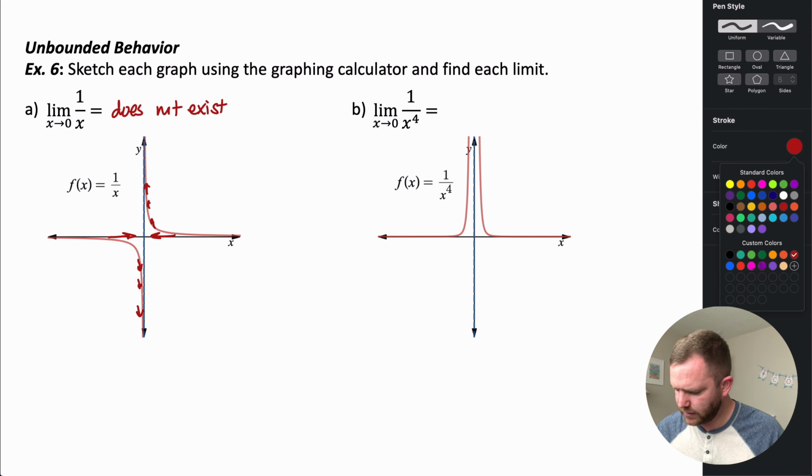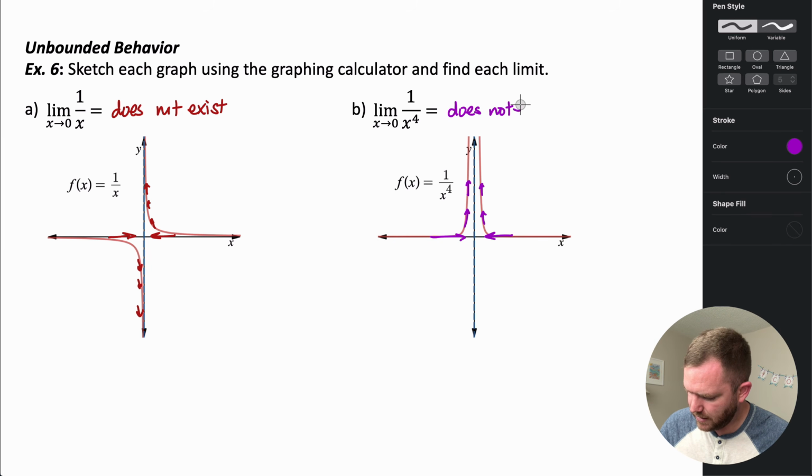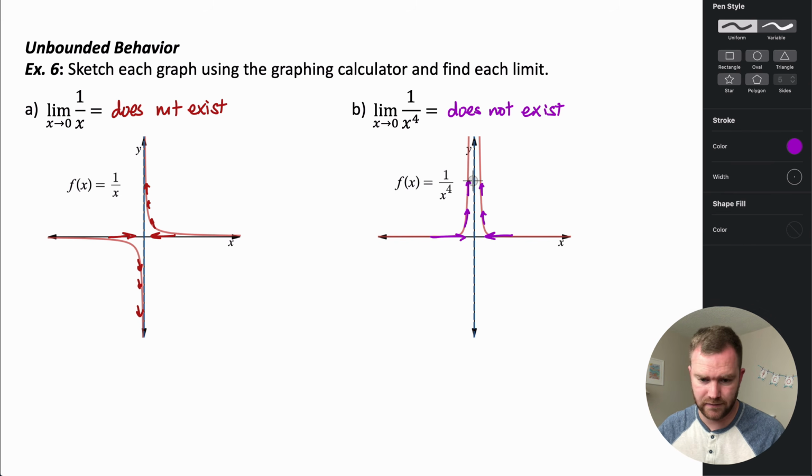But what happens in this situation? As I get closer and closer to 0, it's getting more and more positive from both directions. They are both going up and up and up. Now, technically, we say that this limit also does not exist because the value that it's approaching is not an actual finite value. It's going off to infinity. It's growing larger and larger. It's getting unbounded in a positive direction.